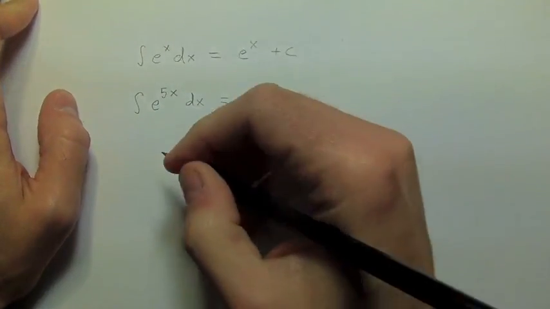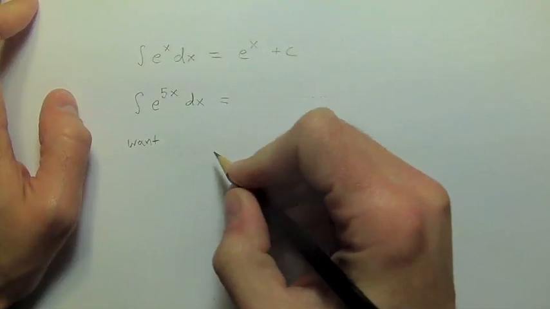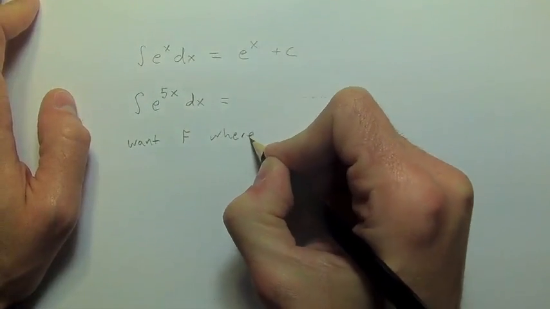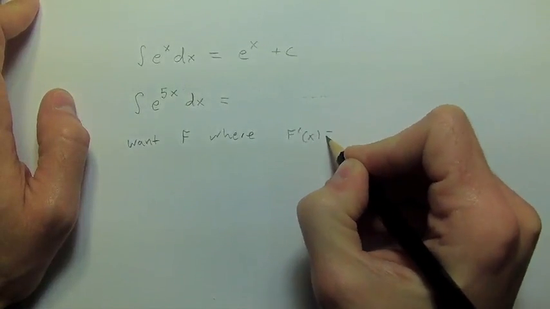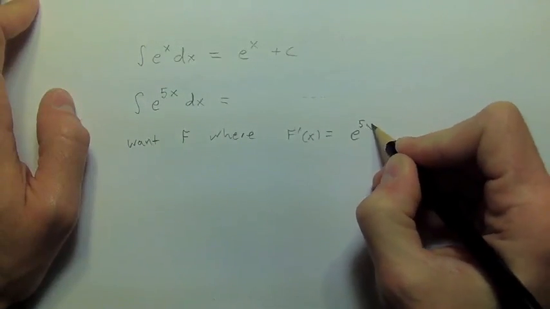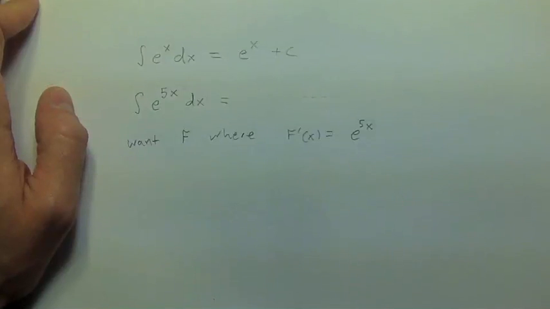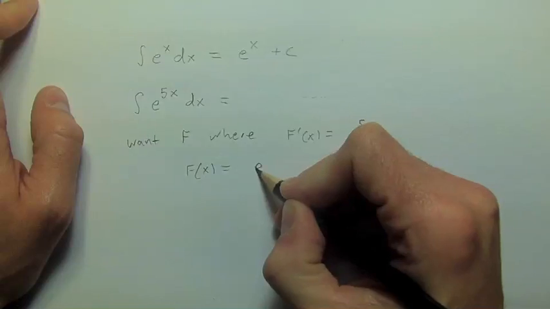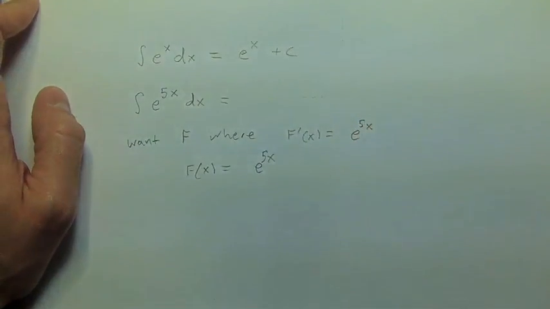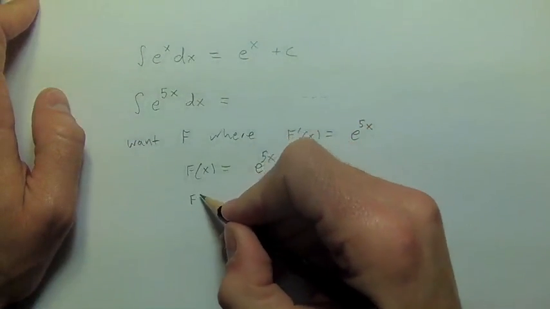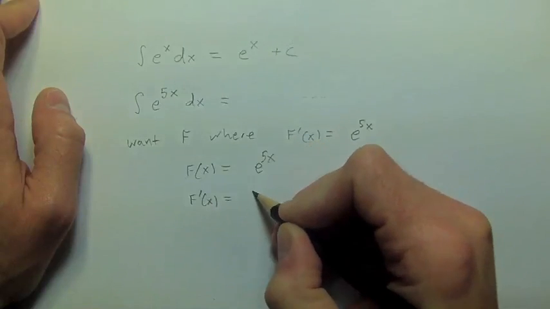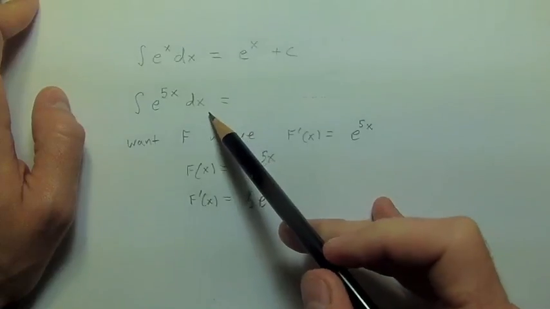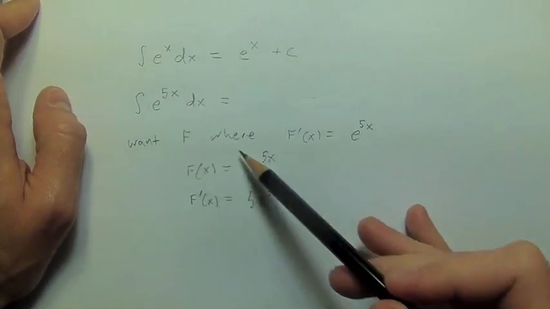Okay, so remember we want a function capital F where capital F prime is going to be e to the 5x. Now a lot of people will say, hey, it's going to be itself. That's easy, right? It should be e to the 5x. But when you differentiate e to the 5x, you get 5e to the 5x, right? We don't want that 5 there. We didn't start with that 5.